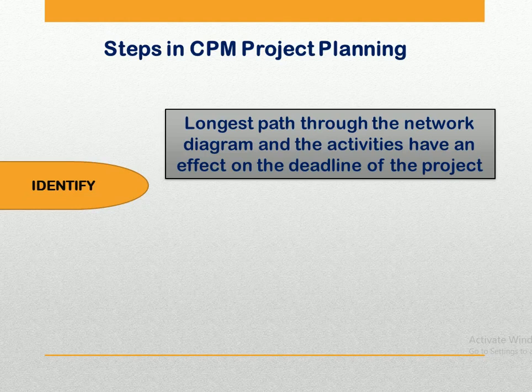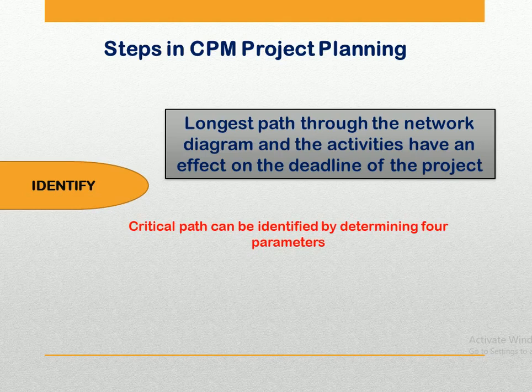So if an activity on this path is delayed, the project will be delayed, and in case the project management needs to accelerate the project, the times for the critical path activities should be reduced. Here the critical path can be identified by determining the 4 parameters of each activity of the network.